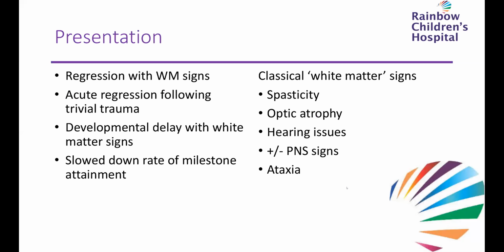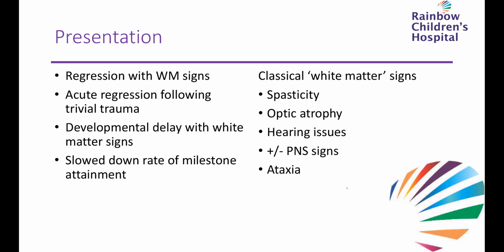So how do these disorders present in children? They either present with regression with white matter signs. Sometimes they'll have an acute regression in a previously normal child following a trivial trauma or a febrile illness. Sometimes they can have just a baseline developmental delay along with presence of white matter signs. Occasionally, the child may have a baseline developmental delay, and after that, the rate of milestone attainment may be very, very slow. So all these things are how these children will present.